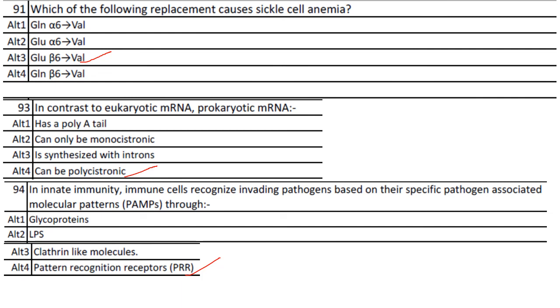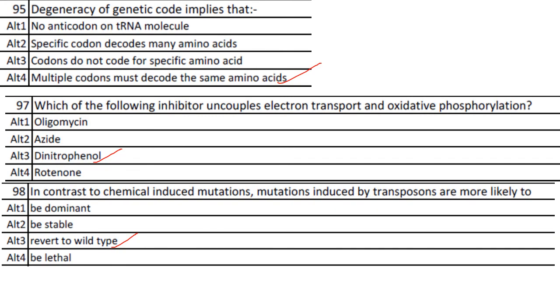Then next one, in contrast to eukaryotic mRNA, prokaryotic mRNA can be polycistronic. So eukaryotic mRNAs are monocistronic and prokaryotic mRNAs are polycistronic. Then in innate immunity, immune cells recognize invading pathogens based on their specific pathogen associated molecular patterns, that is PAMPs. This is done through pattern recognition receptors or PRRs. Then degeneracy of the genetic code implies that the genetic code is said to be degenerate because more than one codon can code for the same amino acid. So the answer is option D, that is, multiple codons must decode the same amino acid.